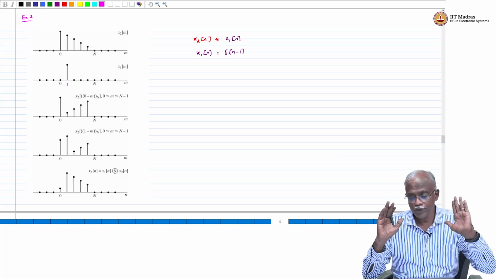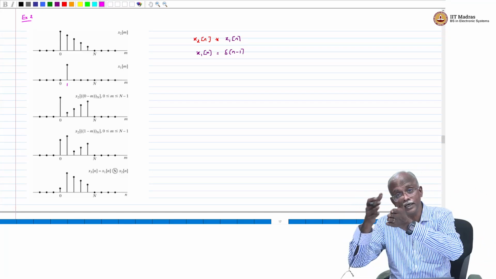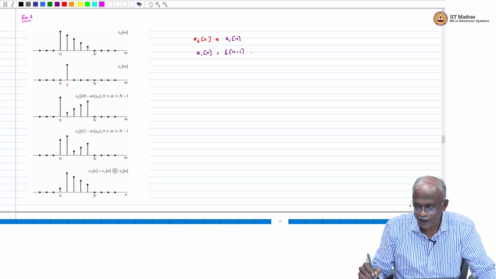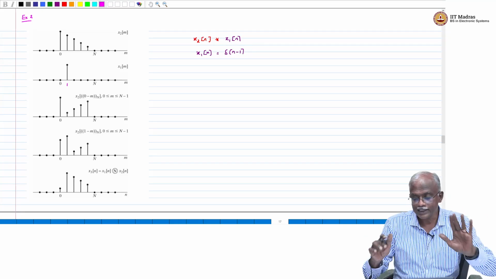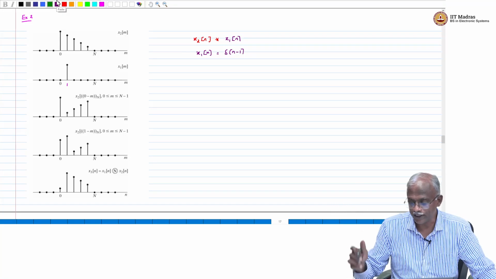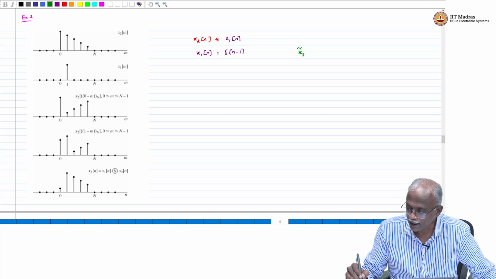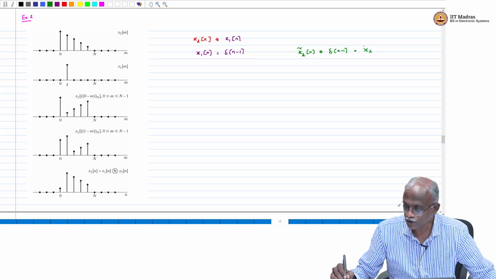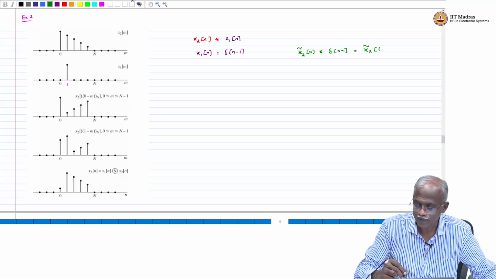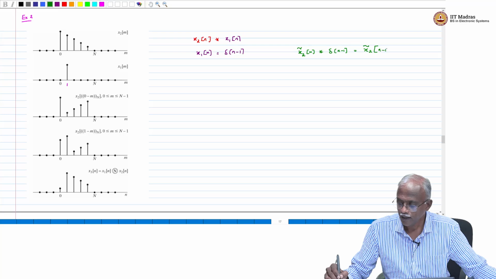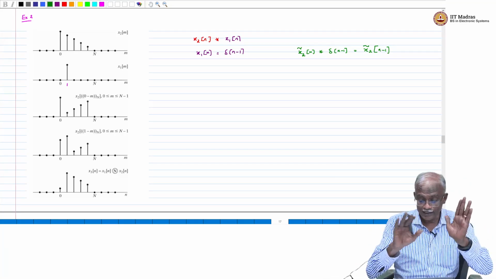Now, what do you expect when you convolve a signal with a delta function, delta of n minus 1? What we expect normally to happen is the following. Let's look at what would have happened had you done it with the periodic signal. So x2 tilde of n convolved with delta of n minus 1 would have produced for us x2 tilde of n minus 1. All the samples would have shifted to the right.